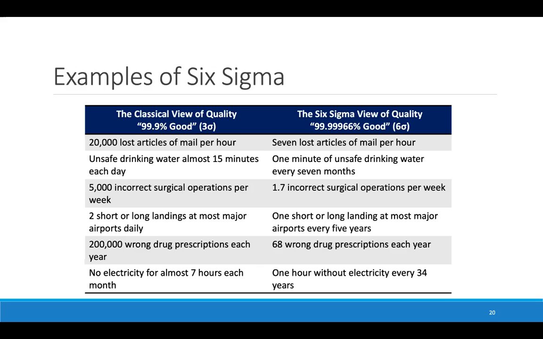The last example I use is no electricity for almost 7 hours each month. On the right, 1 hour without electricity every 34 years. I mean, obviously there's a big difference between those two. Here's the one that I would say. Let's say you have a pacemaker. Are you comfortable with Six Sigma, and that there's a 1 in 1,000 chance that it's going to fail versus a 1 in 500 chance it's going to fail, or 1 in 10,000, I think it is. Regardless, one failure is bad. If you have a pacemaker and your heart needs to beat, that still can be fatal.